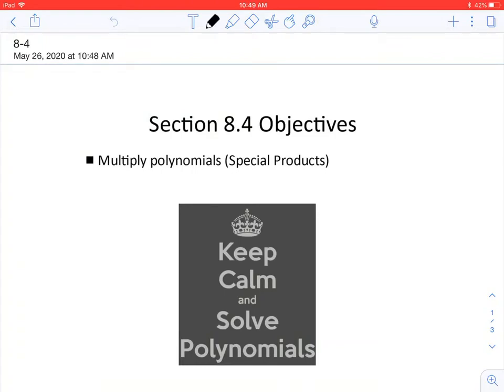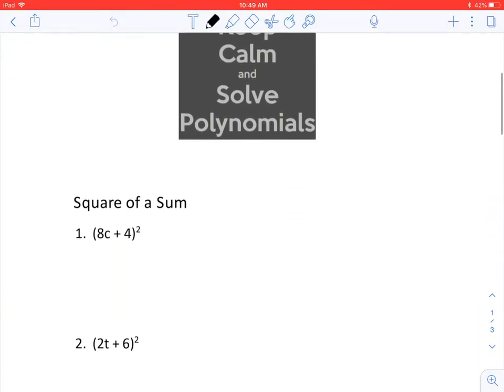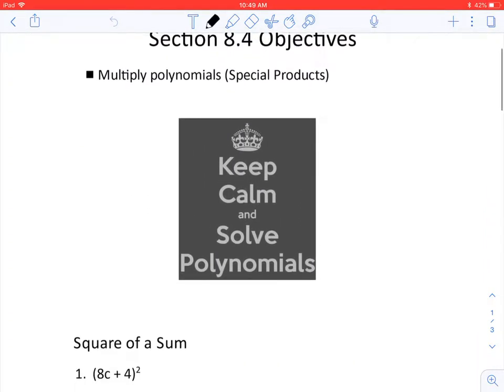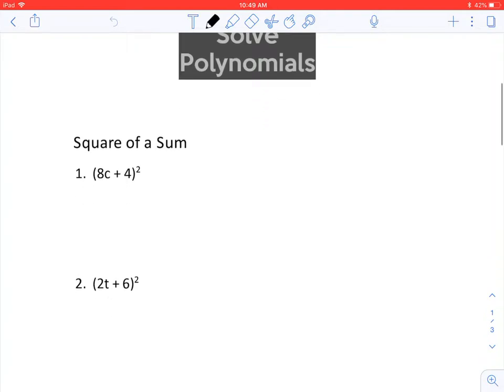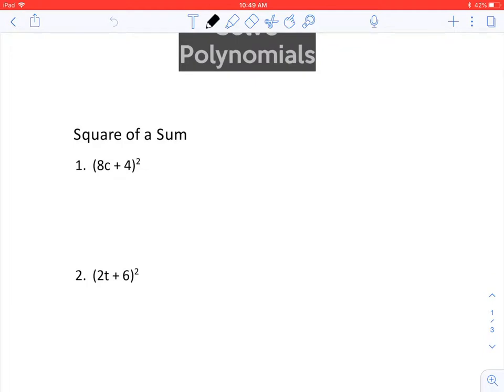So let's get started. I want to show you some special products. It's just really more of the same from chapter 8, section 3. There's just more what it looks like in notation than anything else, so you can make sense of what you're seeing. So the first one is a square of a sum.